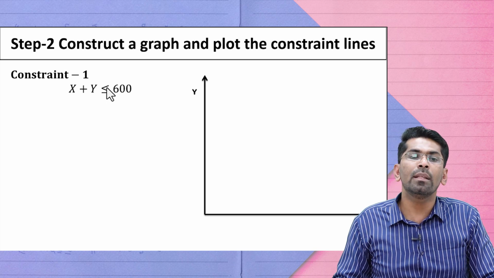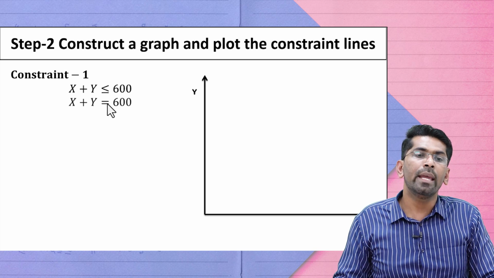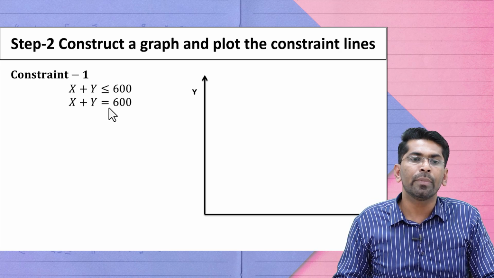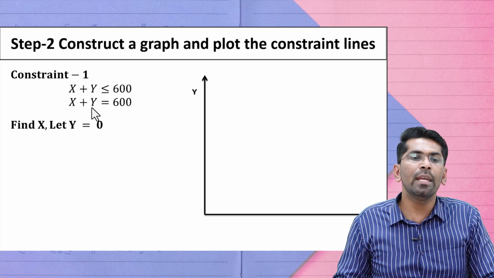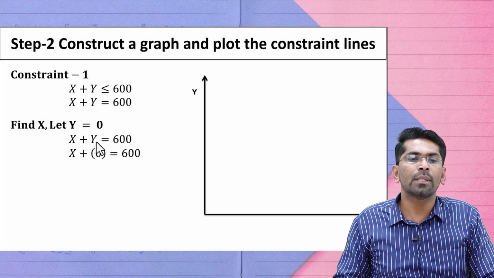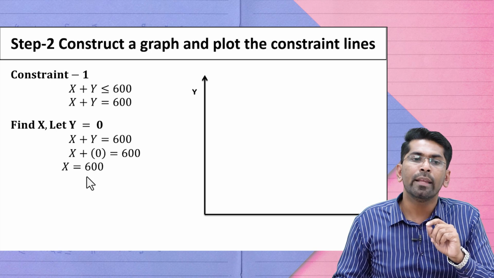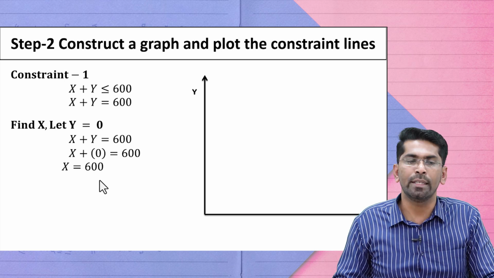Now I am going to convert this particular inequality sign into the equality sign. So it will become x plus y equal to 600. Considering this equation, we can solve it by assuming the value of y is equal to 0. Then substituting y equal to 0, x plus 0 is equal to 600. Simply we can say that x is equal to 600. So we have one coordinate: when y is equal to 0, then x is equal to 600.